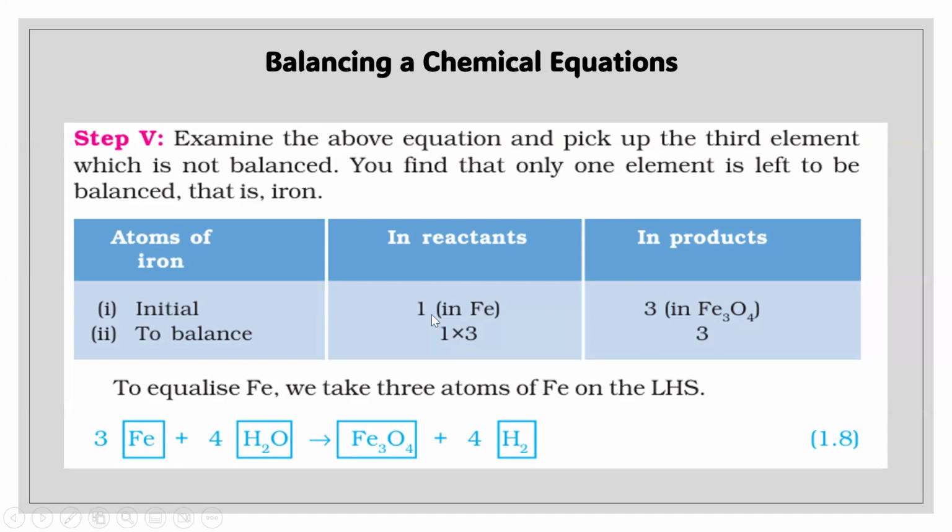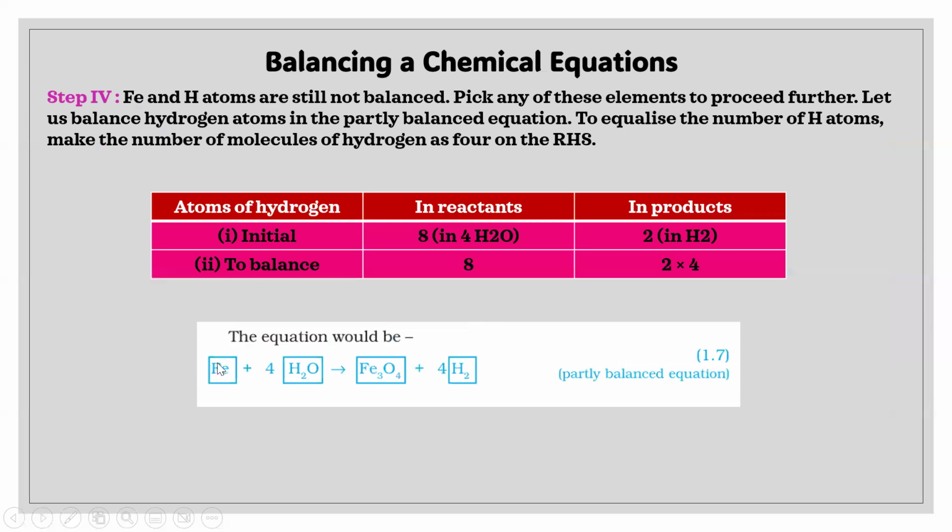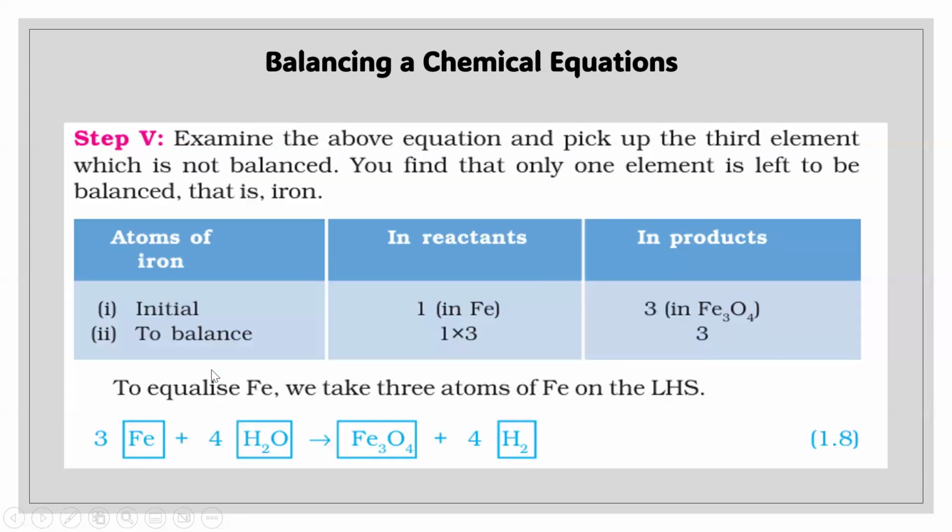But on the reactant side we have only one iron. See, here we have only one iron, isn't it? Here in the product we have 3 iron. In Fe3O4 we have 3 iron, right? So how can we balance it? Only by multiplying the reactant side by 3. So this is 3Fe plus 4H2O will give Fe3O4 plus 4H2.